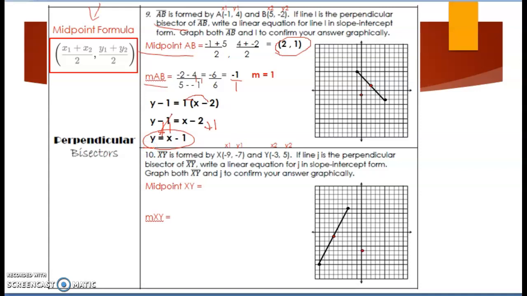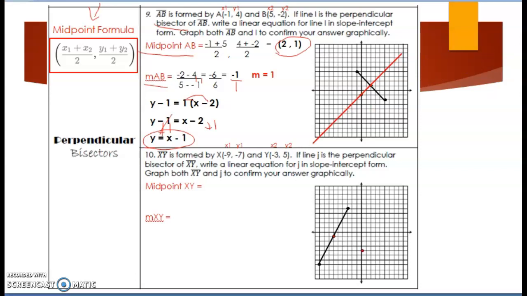Well, if that's our equation, they want us to graph both AB, which we did in black, and line L to confirm your answers. So the graph for line L has a slope of +1 and a y-intercept of -1. So the second red point is down 1 on the y-axis, and my slope's up 1 to the left 1, up 1 to the left 1, up 1 to the left 1, and I keep going and going. And in the end, you have a line about like this.